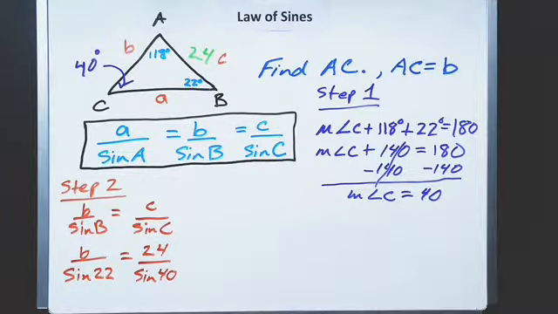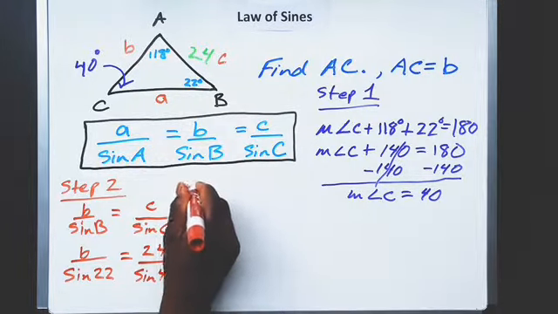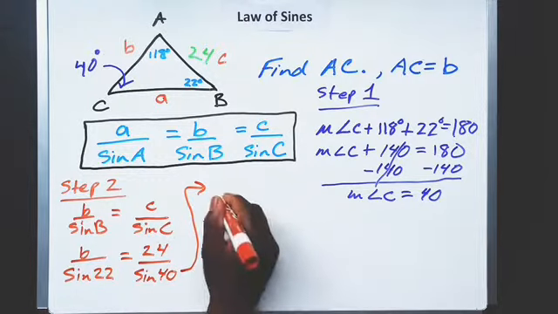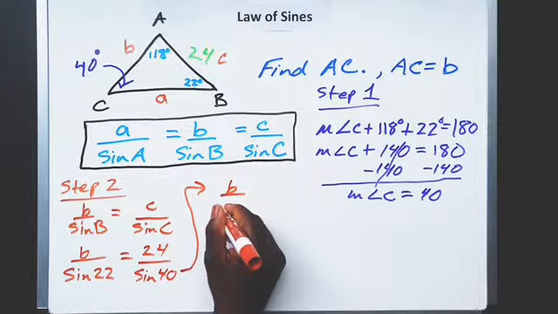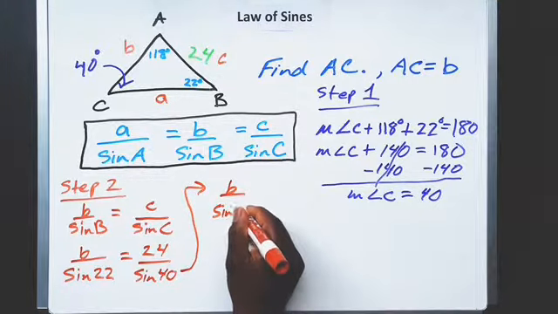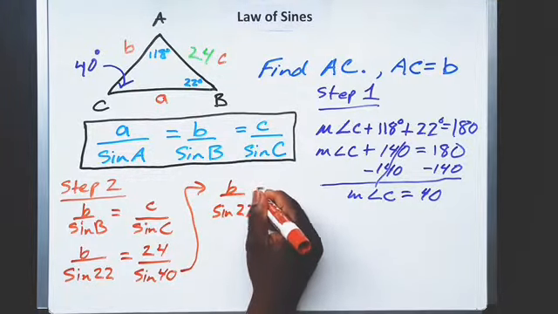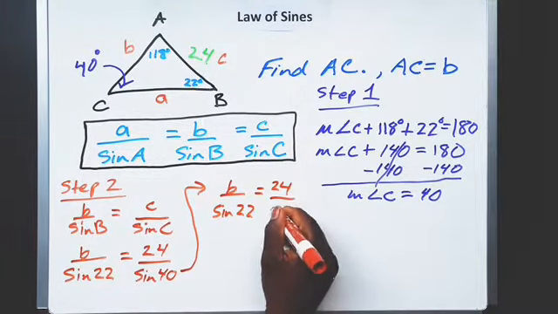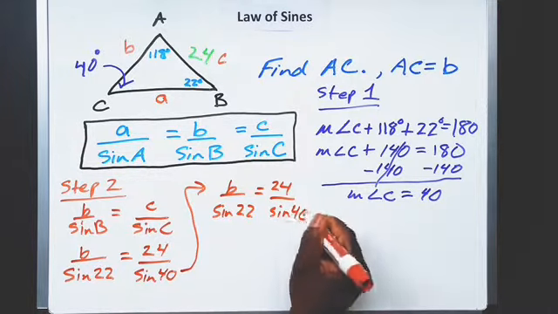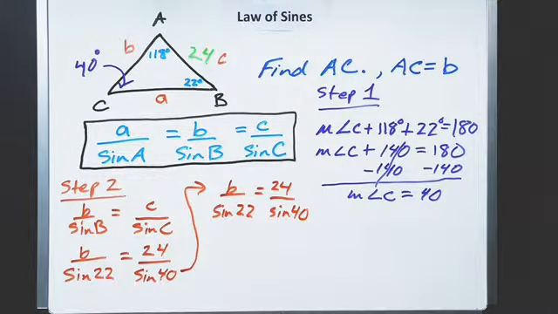In this case, what I'm going to do is multiply both sides of this equation by sine 22 so I can get rid of sine 22. I'm going to put this step over here and write it again. And I have b over sine 22 equals 24 over sine 40. All right.